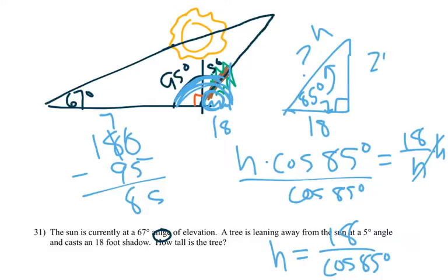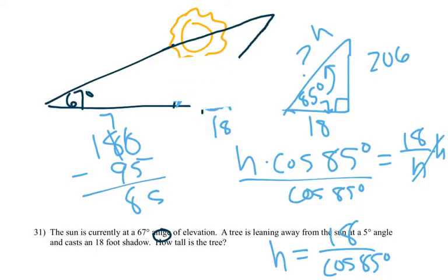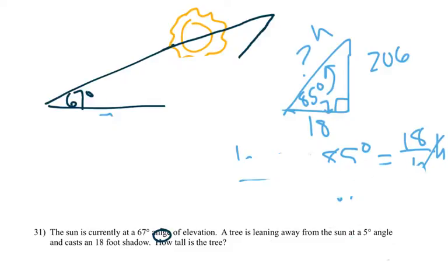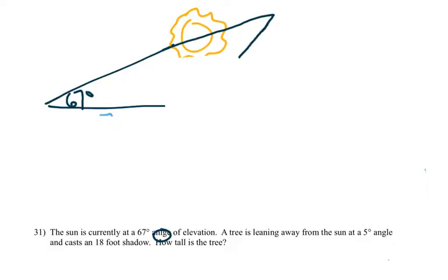That seems like a really tall tree. 206 feet. I'm not sure if we drew this right. I'm wondering if instead they actually wanted us... I don't know what it means to be leaning away from the sun. It could go either way. Let's think about this if this were the other way. Let's say now our tree is leaning in this direction 5 degrees. So that right there was 5 degrees. So the rest here would be 85 degrees this way.